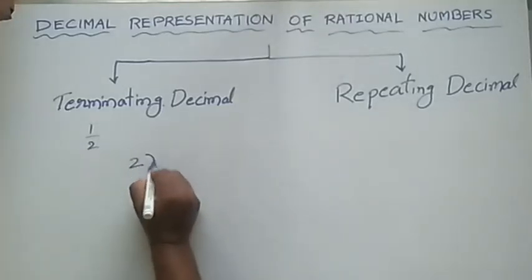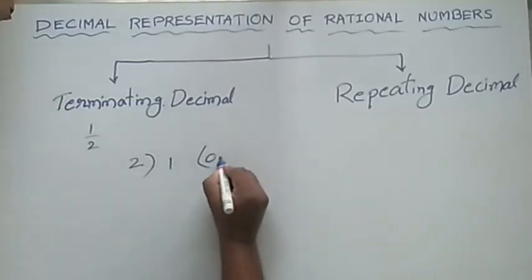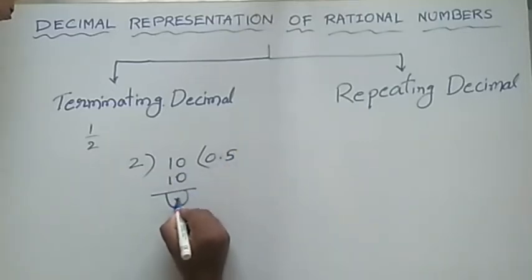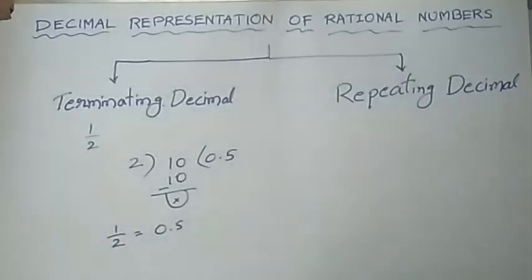If I do division, it won't go. So keep the decimal and 0. 2 5s are 10. So here 1 by 2 equals 0.5.